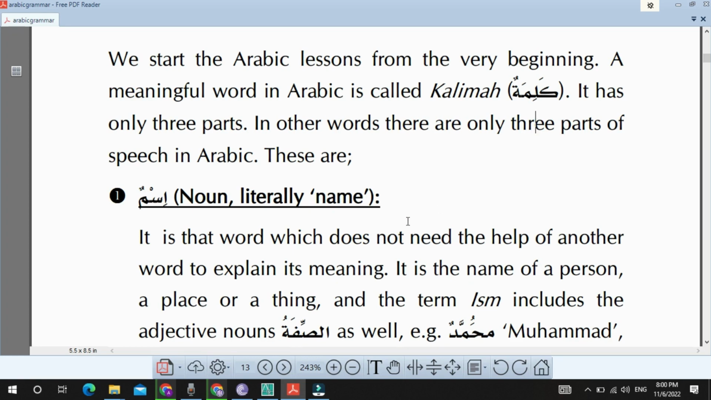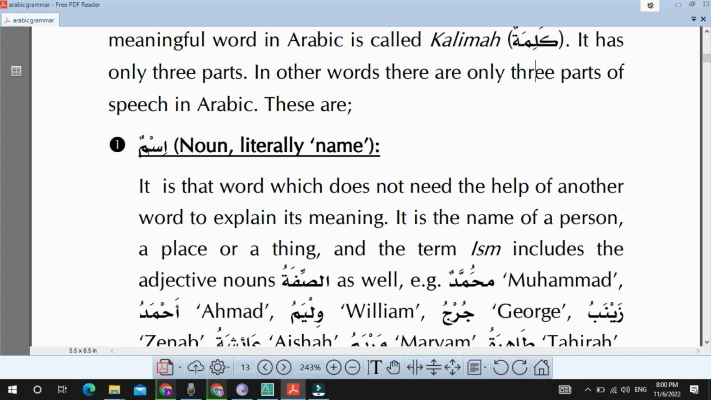So the first part is called ismun. The word for ismun in the English language is noun. The first part of speech is noun. The literal meaning of the noun, the ism, is name. It is that word which does not need the help of another word to explain its meaning.